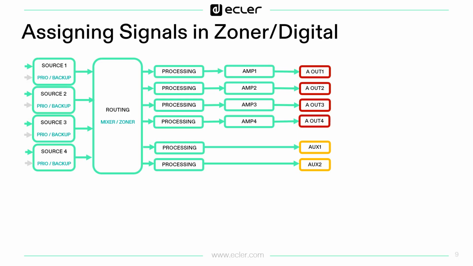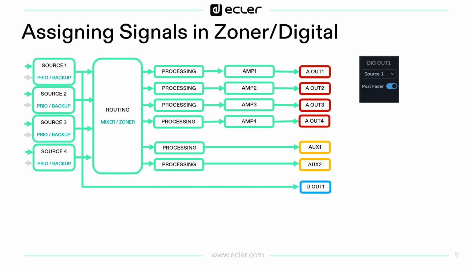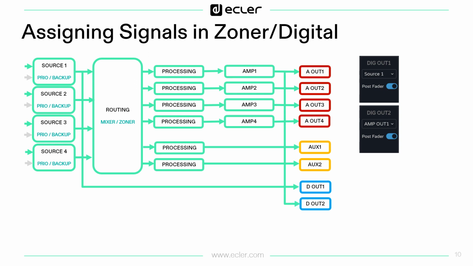We have assigned to the first output source 1, and we have activated the post fader switch. This means that the fader of that source will affect also the digital output. In the second output, we have selected amplified output 1 post fader. So we will have the same output as we have in the amplified output 1.